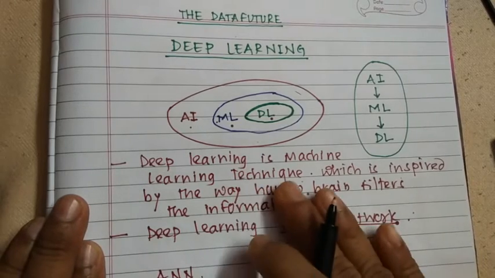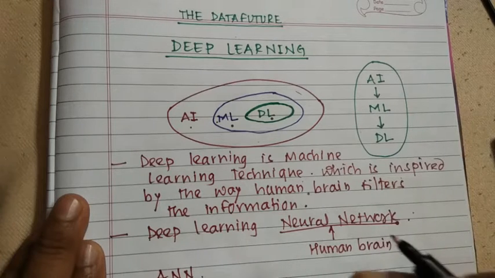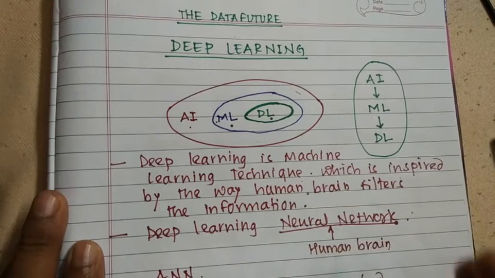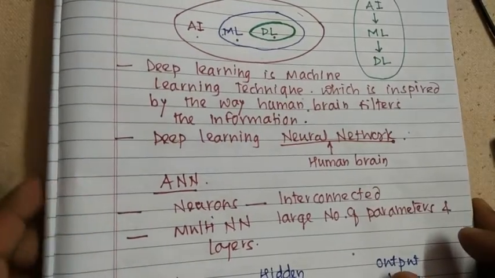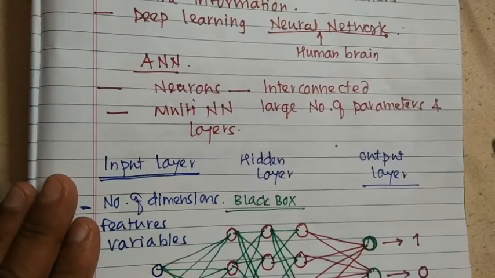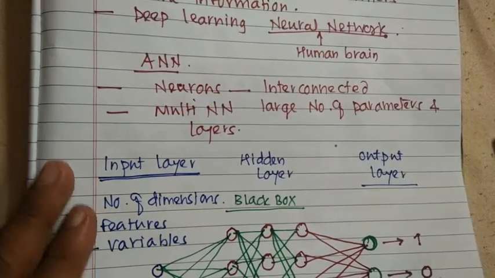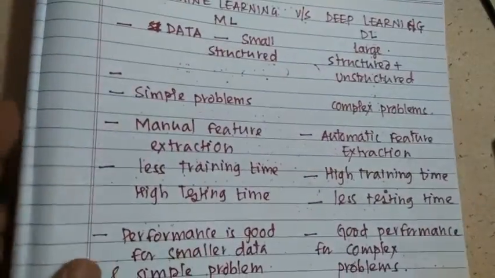Deep learning is based on how the neurons in the human brain pass information, and while passing the information it extracts features. Extracting features means every time it comes out with certain insights, we can say. And we have to see what the difference is between machine learning and deep learning.